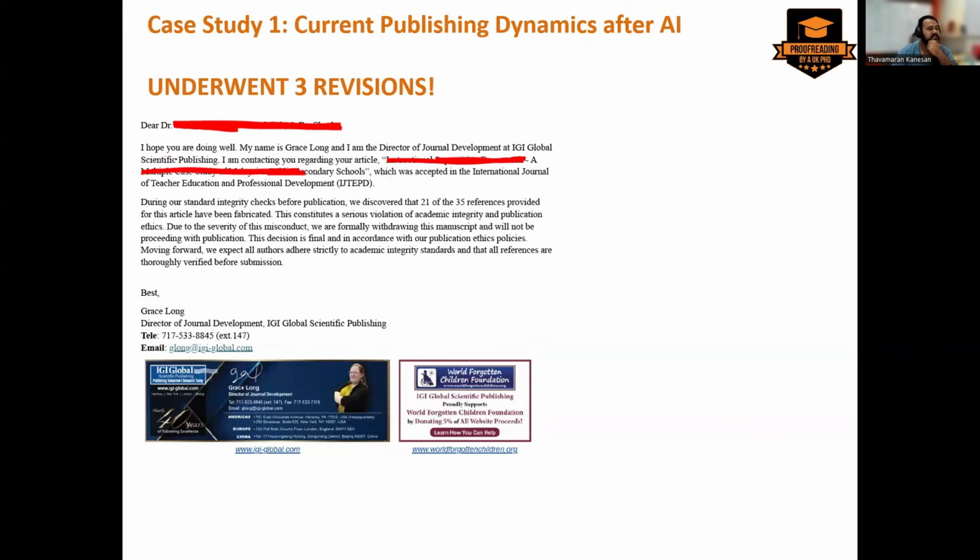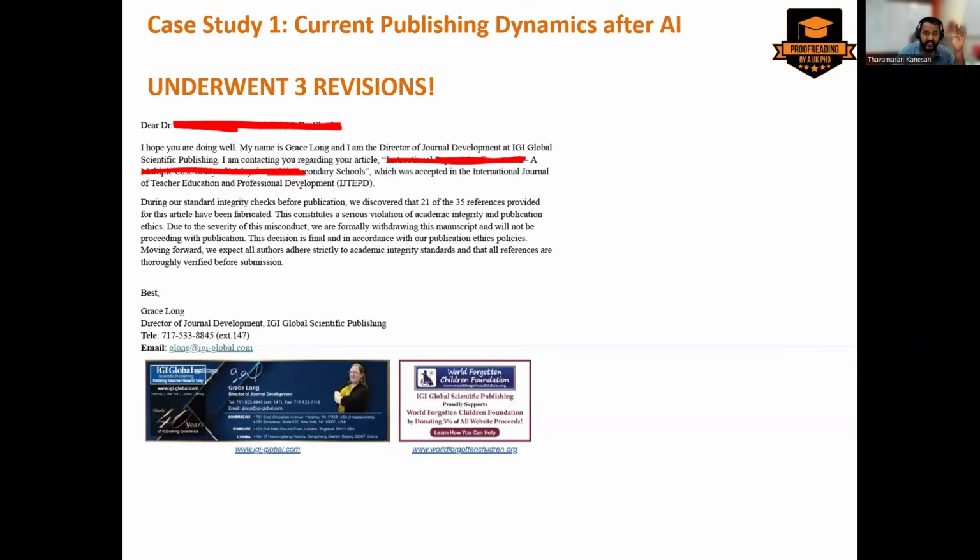So this is the email from the Director of Journal Development, okay, after acceptance. I hope you're doing well. My name is Grace Long, and I'm the Director of Journal Development, IGI Global Scientific Publishing. I'm contacting you regarding the article. Obviously, I don't want to show it, it's embarrassing the student, which was accepted in the International Journal of Teacher Education. During our standard integrity checks, this is the first time I'm seeing this.